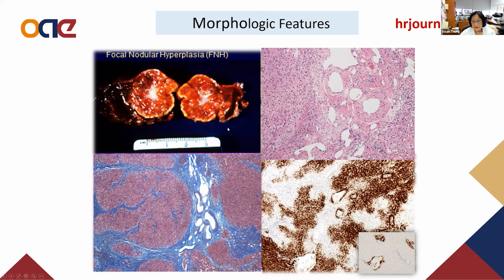In FNH, the pattern of staining changes, and this is what we call a map-like pattern, and it is diagnostic for FNH. So this is, as I mentioned, a very specific and helpful immunohistochemical stain to confirm the diagnosis of FNH.